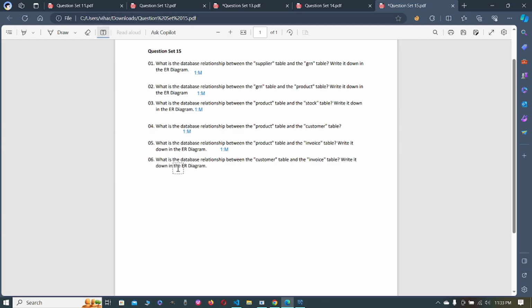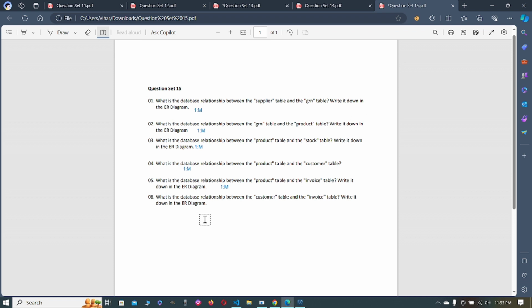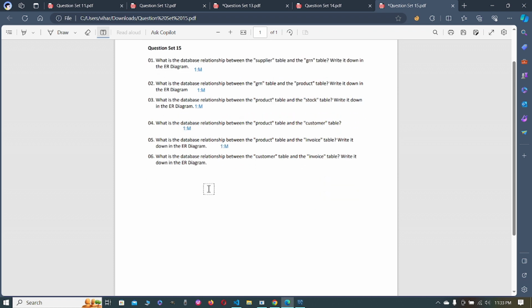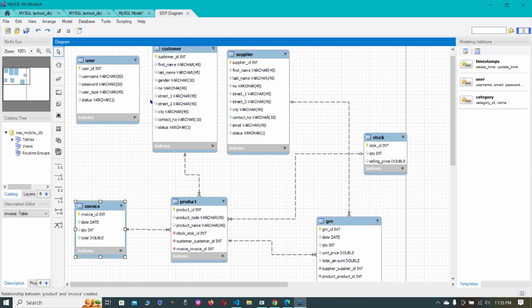So the sixth question, which is the last question of our question set 15, what is the database relationship between the customer table and the invoice table? Write it down in the ER diagram. Once again, if we consider it from the customer's perspective, it should be a one-to-many relationship, as a customer can have any number of invoices, and one invoice belongs to one customer. So let's mark it as well. The customer table and the invoice table should have a one-to-many relationship.